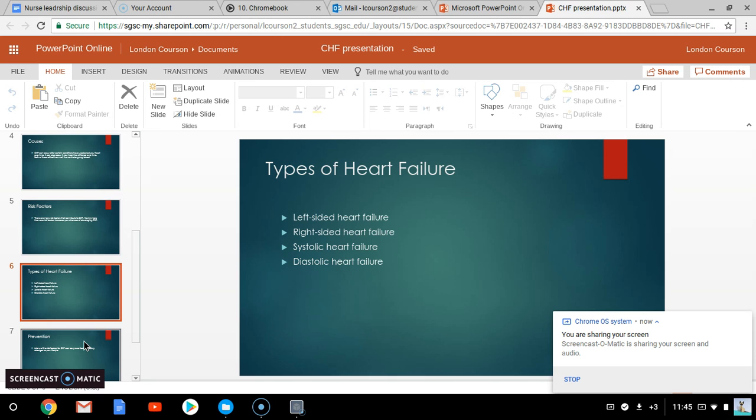Then systolic heart failure is caused by problems with the left ventricle. It doesn't contract like it should. Then diastolic heart failure is caused when the left ventricle cannot relax or fill fully.